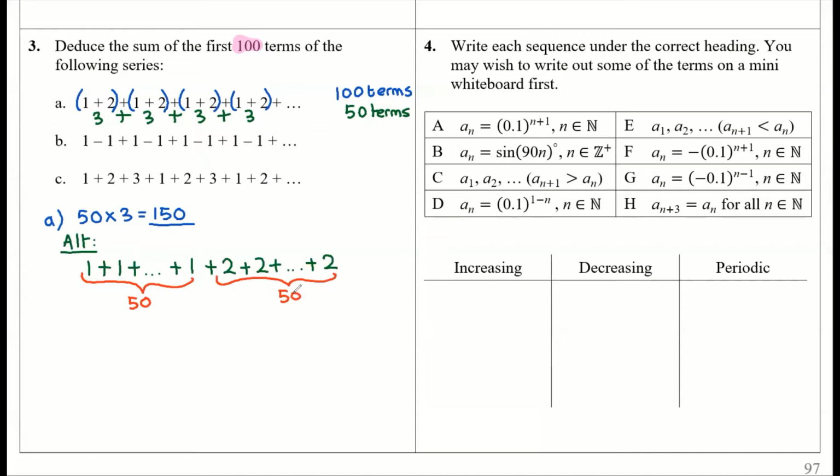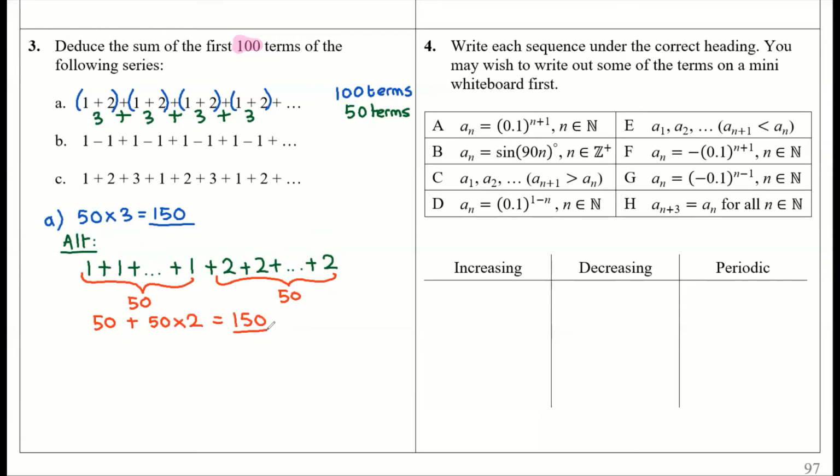Okay, so now it's quite simple. So I've got 50 1s, which is just 50, isn't it? Remember the sum of n terms of 1 is just n. And then 50 lots of 2, so I've got plus 50 multiplied by 2. And that's, of course, going to give me the 150 that we saw a moment ago. So that's just an alternative.